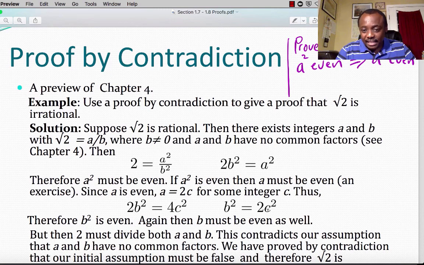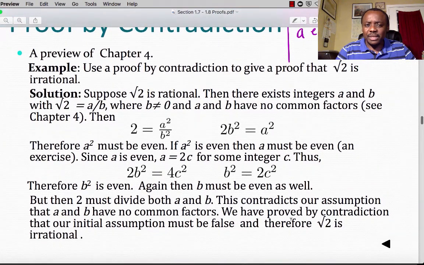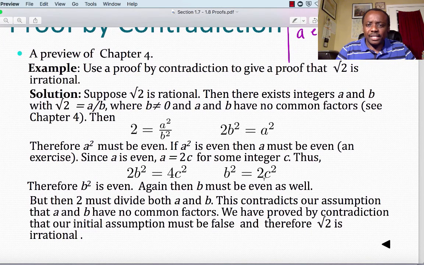Again, c is an integer, c squared is an integer. So this is the same as b squared equals 2 times some k wiggle, where our k wiggle here is c squared. In other words, b squared is even. But b squared even right here implies that b is even. Hey, wait a minute. A is even, b is even. That means 2 is a common factor of a and b. 2 divides a and 2 divides b.